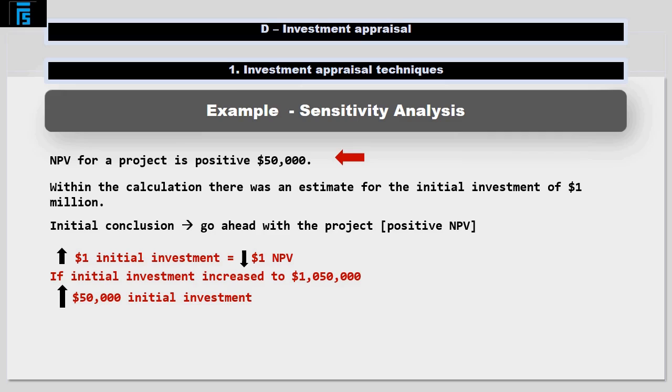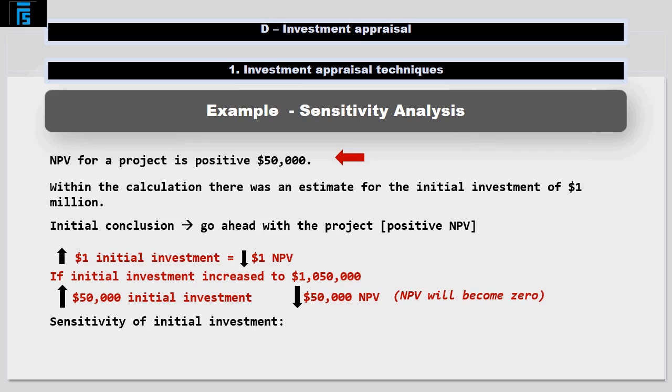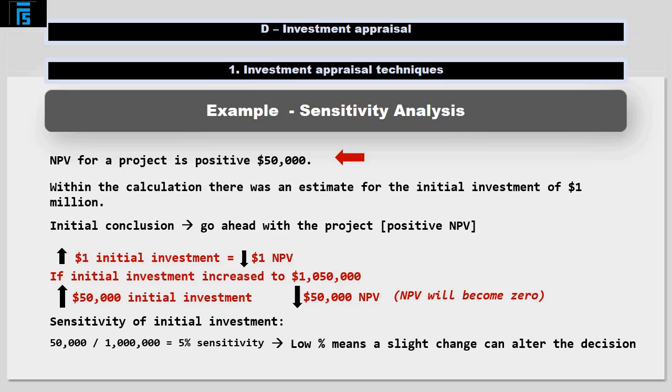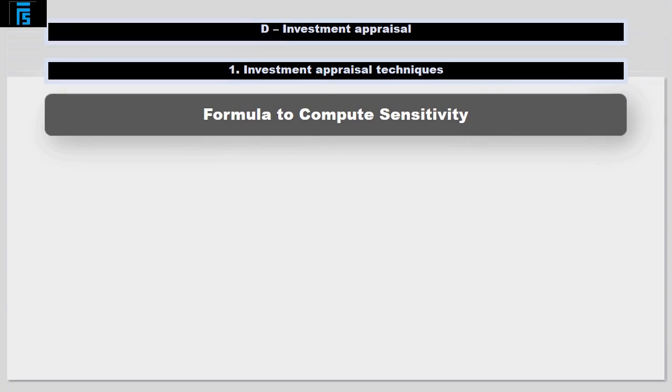At $1,050,000, that initial investment cost has increased by $50,000 and has therefore eliminated the positive NPV. The NPV would be zero. We would typically express the sensitivity with the following calculation. 50,000 divided by 1 million equals 5% sensitivity. A lower percentage sensitivity means that only a relatively small movement in the value of that variable will change the decision. In other words, a lower percentage means we are very sensitive to that variable.